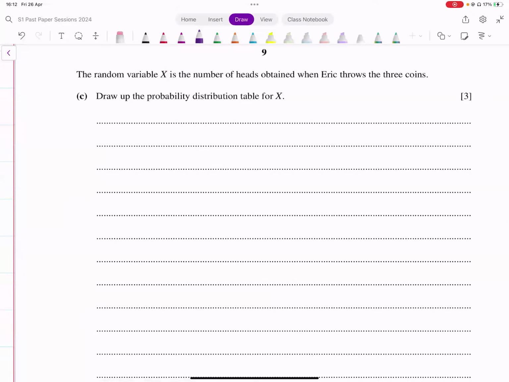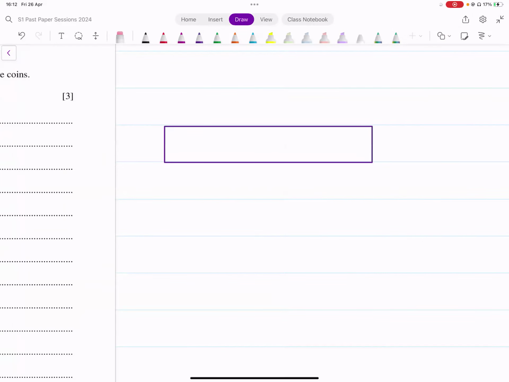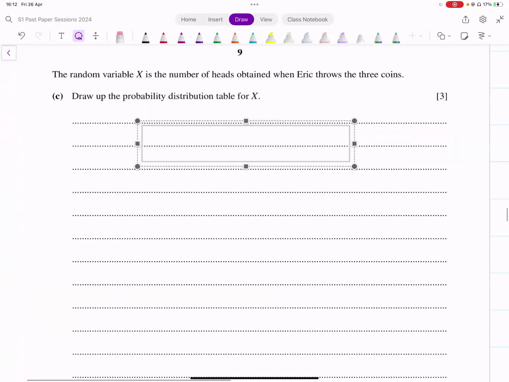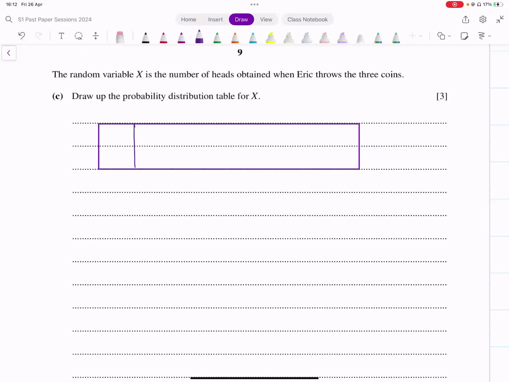It says the random variable X is the number of heads obtained when Eric throws the 3 coins. Draw up the probability distribution table for X for the number of heads obtained. Now you're throwing 3 coins. First of all, let's write down the possible values of x that you can get. So we make a table like this. In this table, in one row, you would have x. And in the other, you would have probability of x.